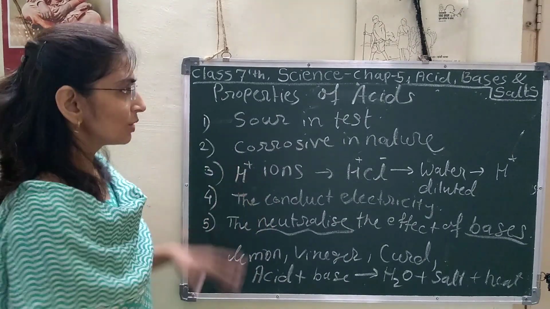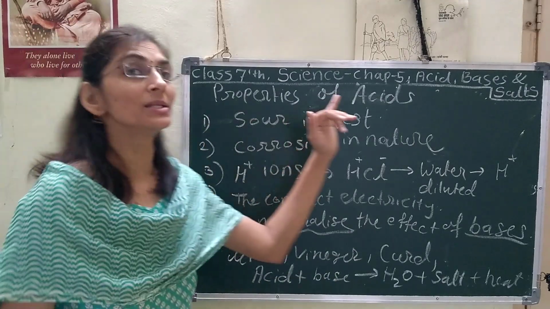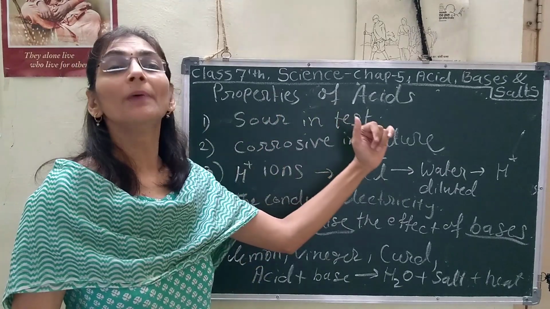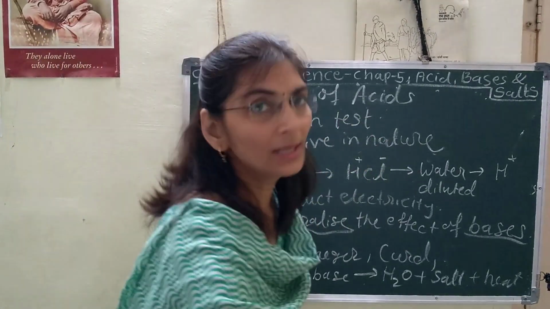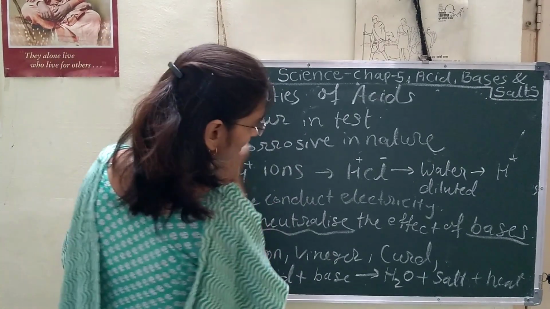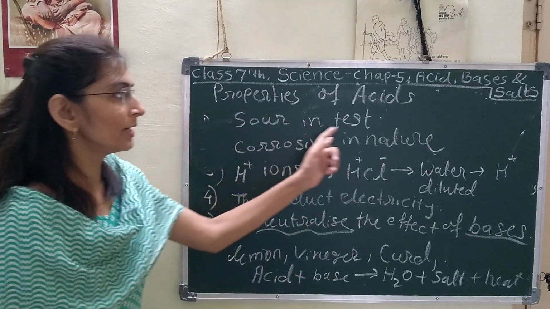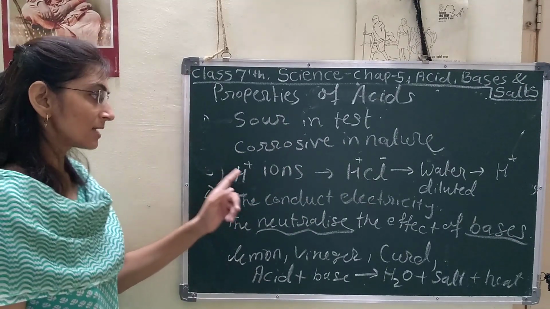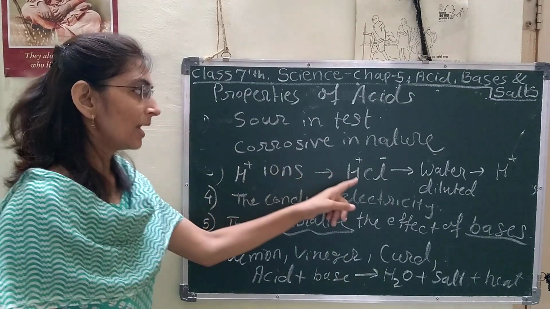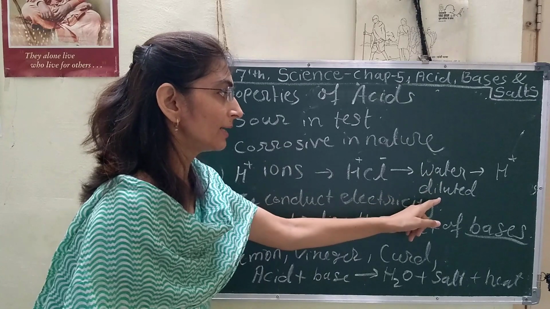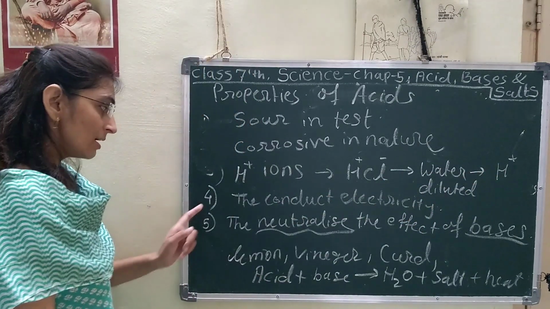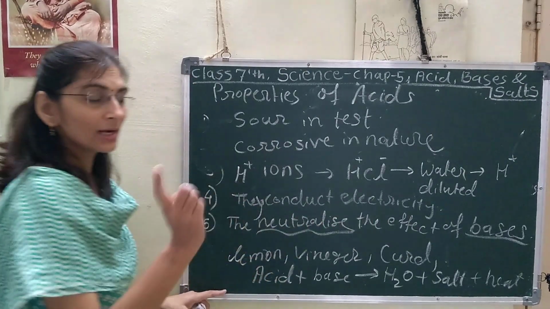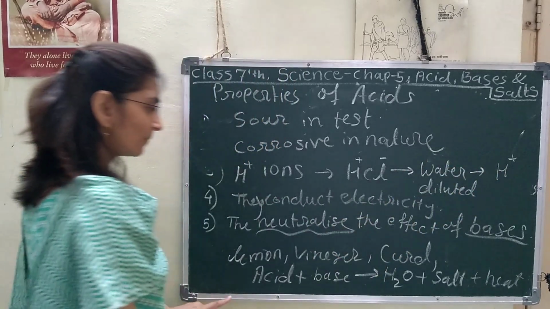Okay, understood? So we will go towards the next point under the properties of acid. These properties belong to indicators. Let's see the reactions of indicators with acid. You understood this point? Yes. Sour in taste. Acids are sour in taste. They are corrosive in nature. They release hydrogen plus ions. Like that, HCl when diluted gives H positive ion. Next, they conduct electricity due to release of hydrogen plus ion.